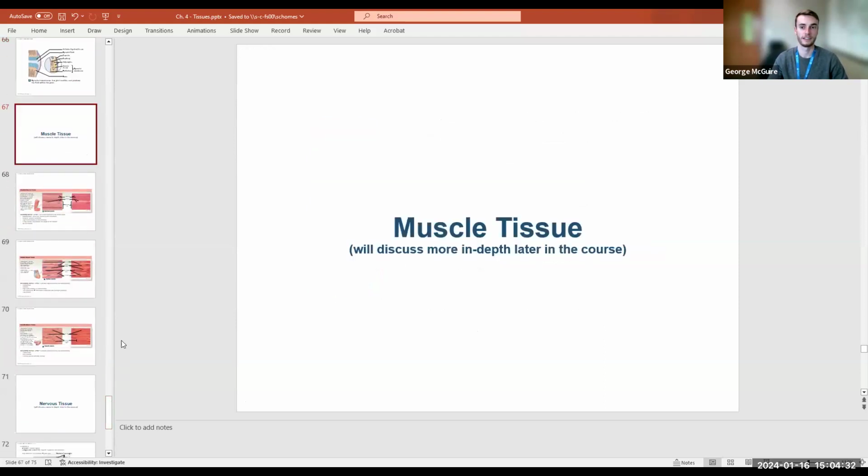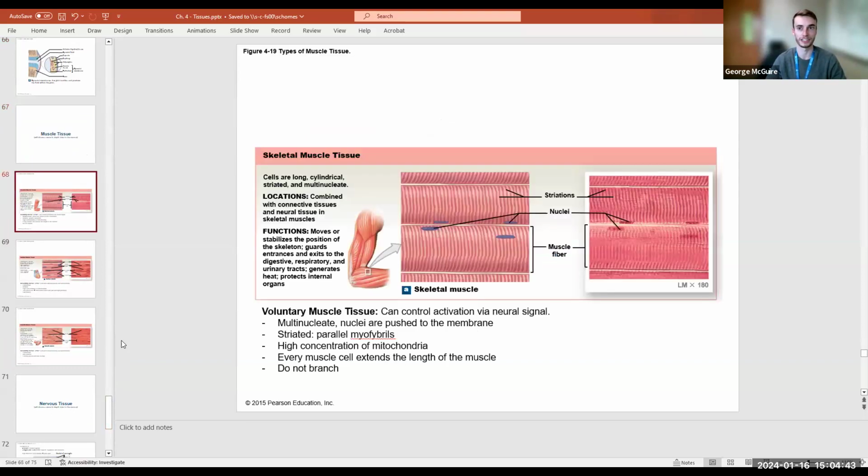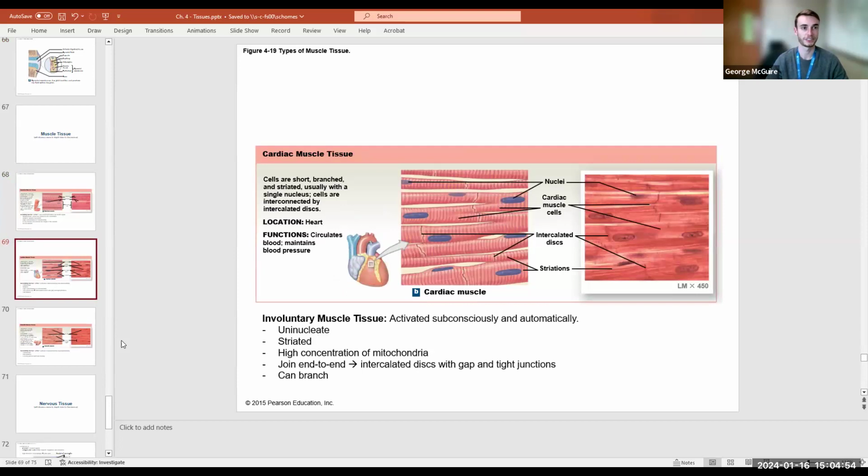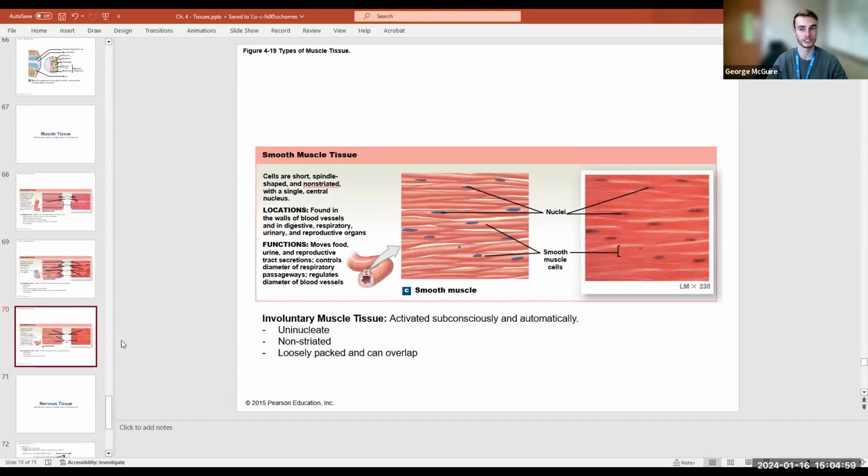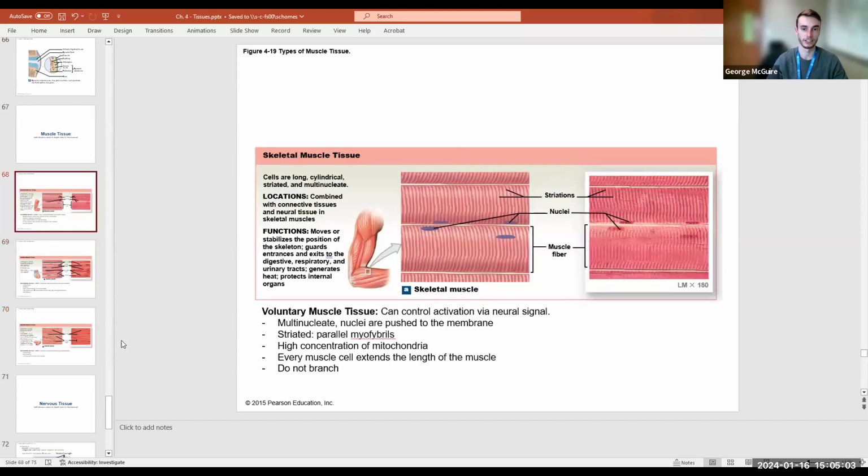Okay. So our last two major tissue types. Again, we'll go into much more depth about both of these throughout this course, but we'll briefly address them here as far as the types or some of the characteristics. So we have three different types of muscle tissue. Skeletal muscle, which is typically connecting to the skeleton. Cardiac muscle tissue, which is only found in the heart, and then smooth muscle tissue, which is lining some of our other organs, essentially.